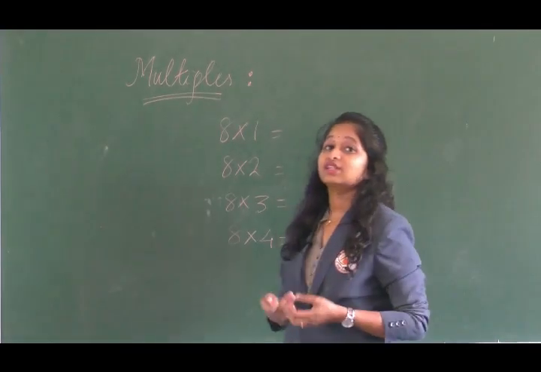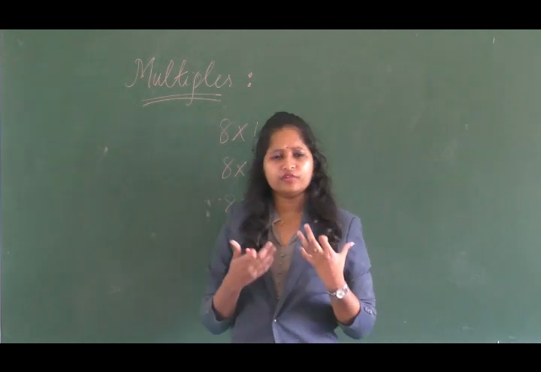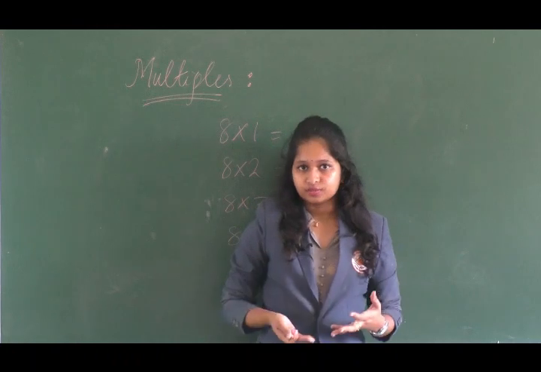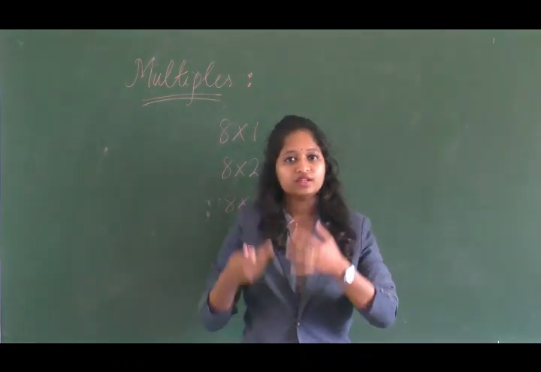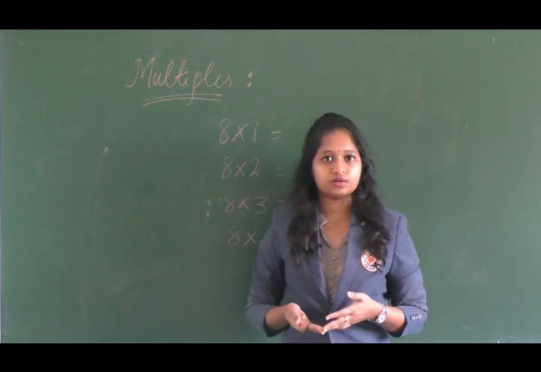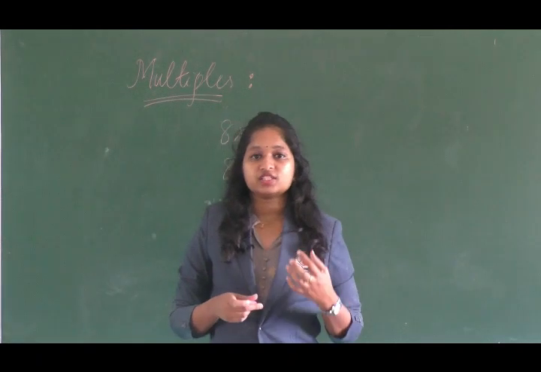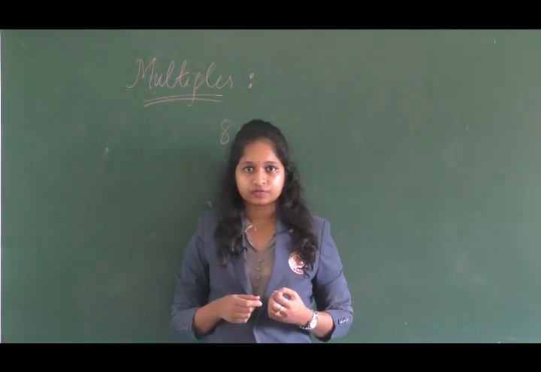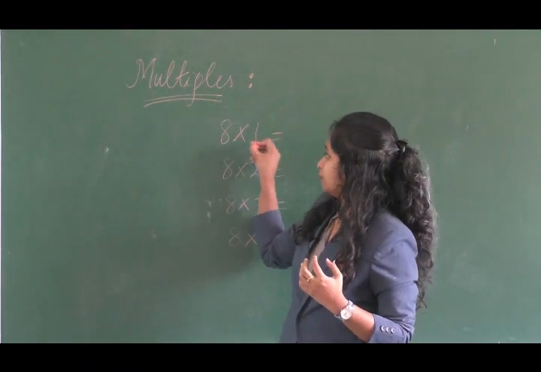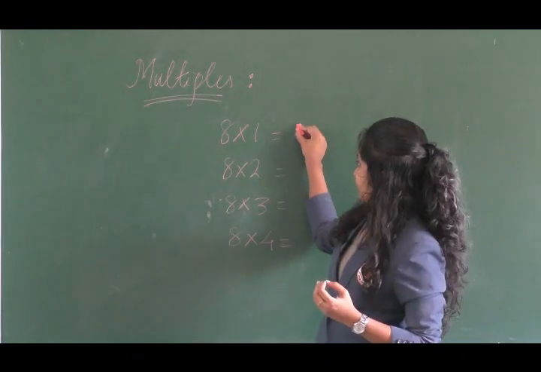So children, let's learn about multiples. Multiples are very easy. If you want to find a multiple of one number, multiply that number by 1, 2, 3, 4, 5, etc. Let's find the multiples of 8. How to do? Multiply 8 by 1. So 8 into 1 is 8.